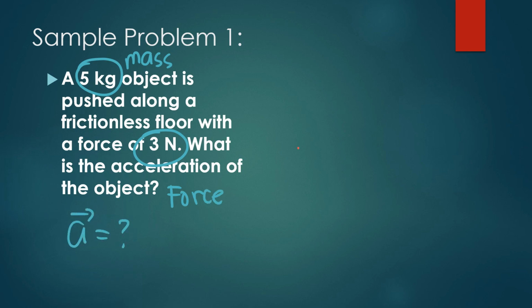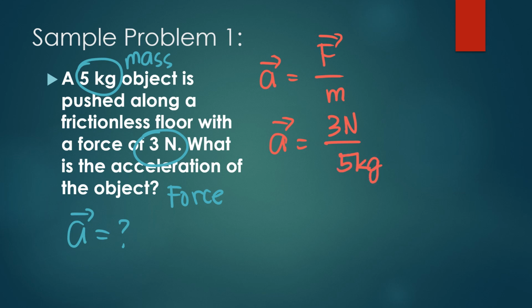The formula is a equals F over m. Acceleration equals 3 newtons over 5 kilograms. Acceleration now is 0.6 meters per second squared.